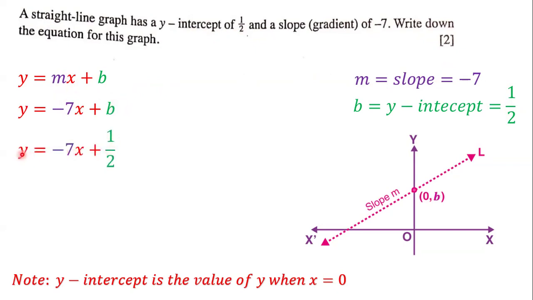And so that means that the equation for this graph is going to be y is equal to -7x plus a half, because m is -7 and b is a half. And so this is the equation, and that's the answer to this particular question.